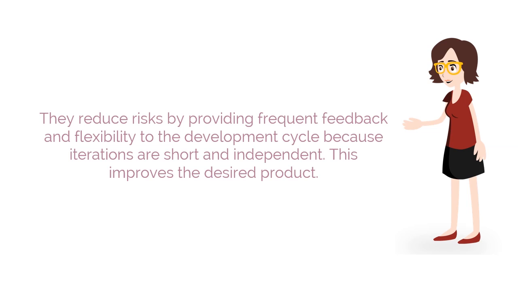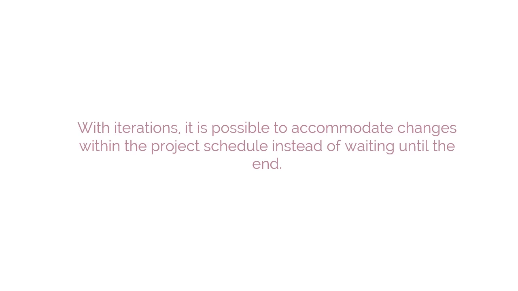Now that we know what an iteration is, let's have a look at the different aspects of iteration. The first aspect is iteration planning. Each software project comes with a primary goal: to come up with the best possible software for a customer. Quite often, the customer may come up with new ideas and values, thereby making changes to the project. With iterations, it is possible to accommodate changes within the project schedule instead of waiting until the end.